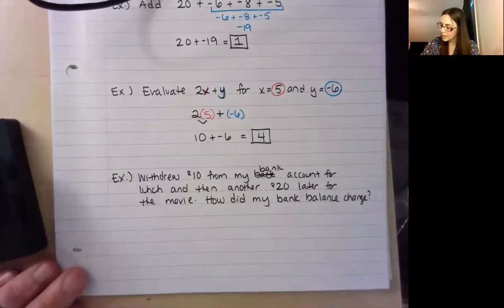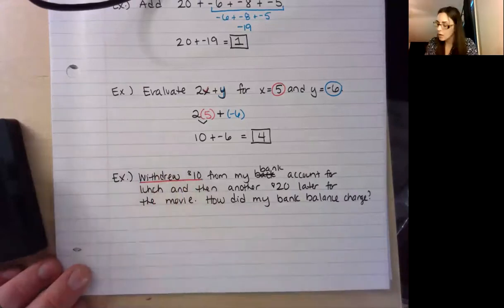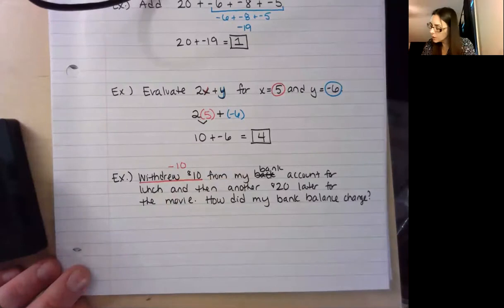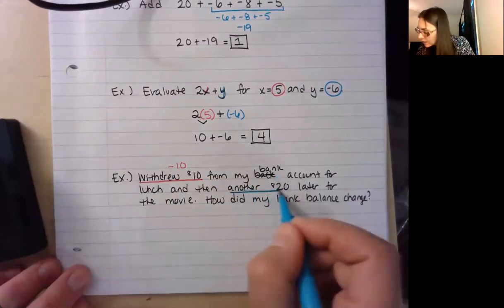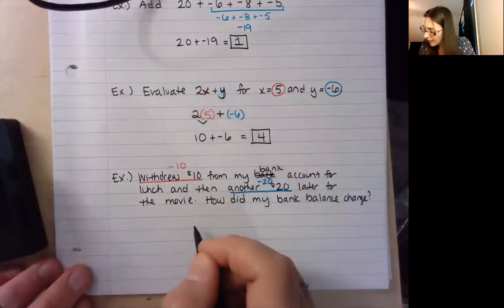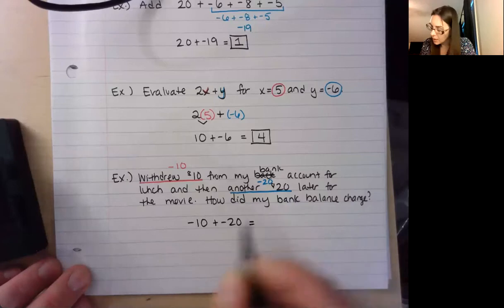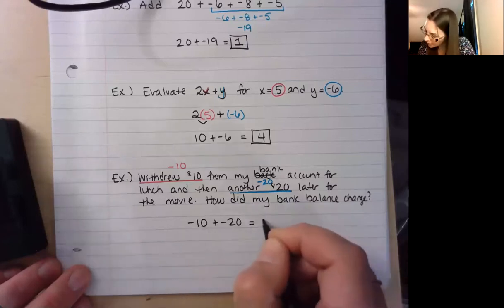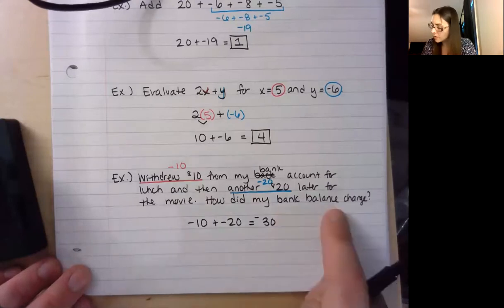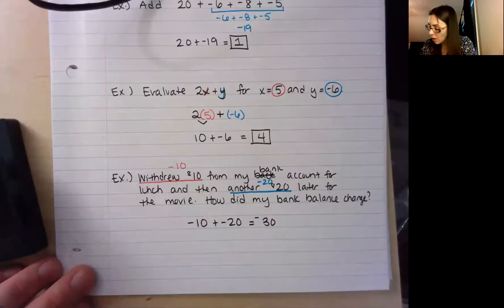So for the first case, if we're withdrawing, that means we're taking it away. So this is a -10. And then we're withdrawing another 20. So that's -20. So I'm looking at -$10 plus -$20. These are the same signs, so I can just add them, and I see -30. So our bank balance has changed by -$30. It's gone down $30.